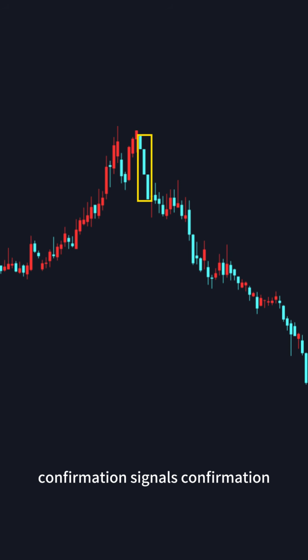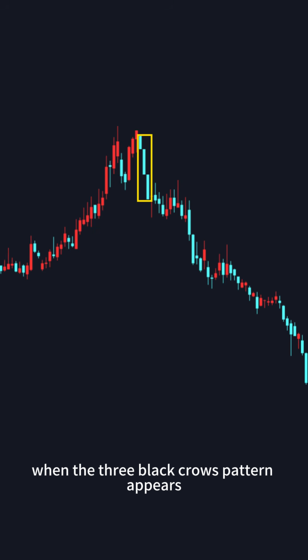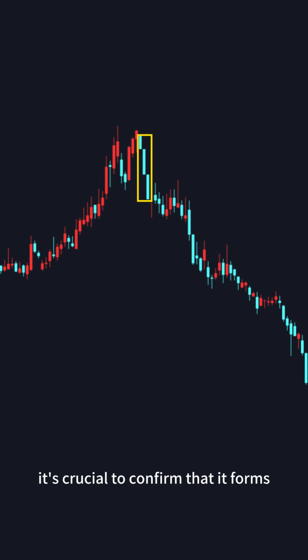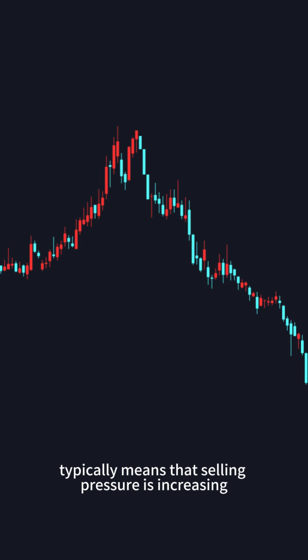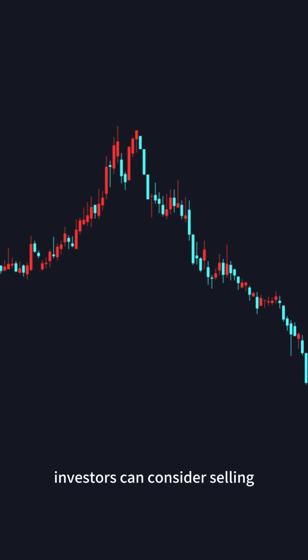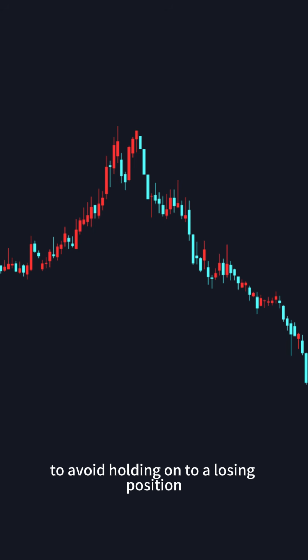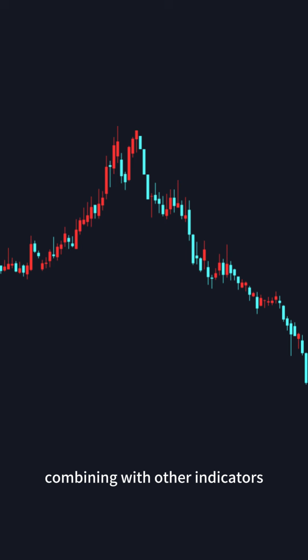Confirmation signals. Confirmation. When the three black crows pattern appears, it's crucial to confirm that it forms after a strong uptrend. The validity of the signal is stronger when this pattern occurs after an established uptrend. Sell signal. The appearance of the three black crows typically means that selling pressure is increasing. Investors can consider selling or setting stop-loss orders to avoid holding on to a losing position, combining with other indicators.